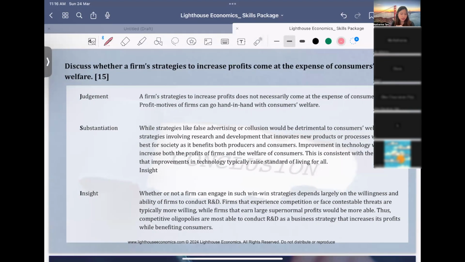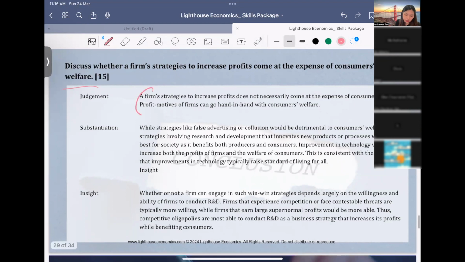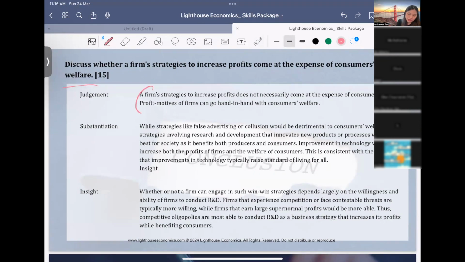Let's say: discuss whether the firm's strategy to increase profits comes at the expense of the consumer's welfare. So you make a judgment, answer the question. Say it does not necessarily come at the expense. So you're telling me you disagree with the question, because they say that it always comes at the expense. You're saying no, it doesn't always have to be like that. So you answer no, you agree with the antithesis more. You can also say yes, it's up to you.